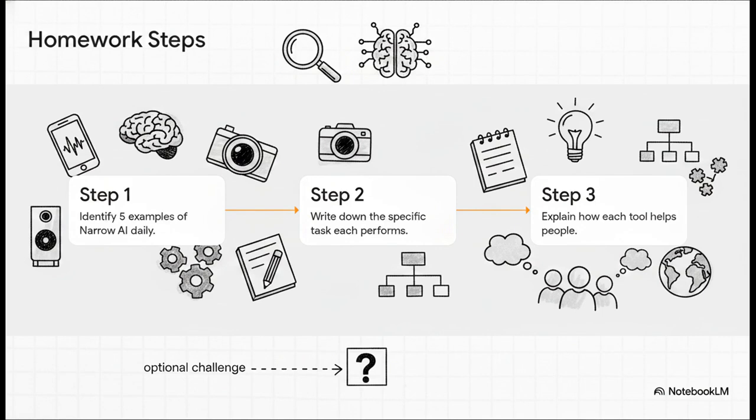Step 1. Identify 5 examples of narrow AI that you personally observe or use. Step 2. Write down the specific, limited task that each tool performs. And Step 3. Explain exactly how that tool helps people in their daily lives. Oh, and if you want an optional challenge, try to explain the limitations of one of those systems as well.